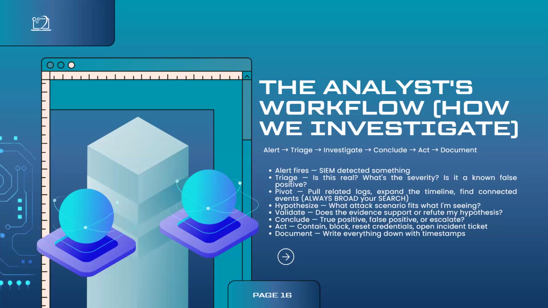We need to show the user that they need to set their password, or that we need to get into their computer because of all this, right? So then we conclude if it's a true positive, a false positive, or if we need to escalate. Sometimes we need to talk with other people to actually resolve it. Then once we act, we close the ticket down and document it.